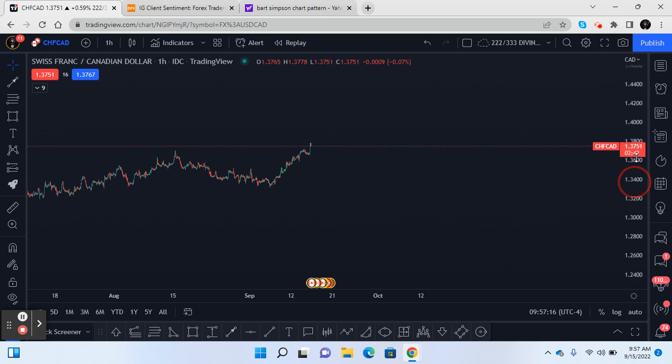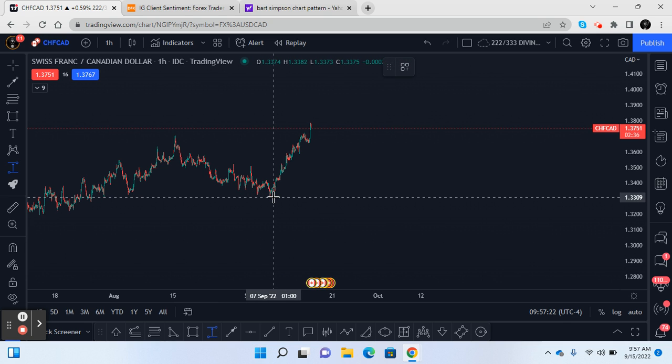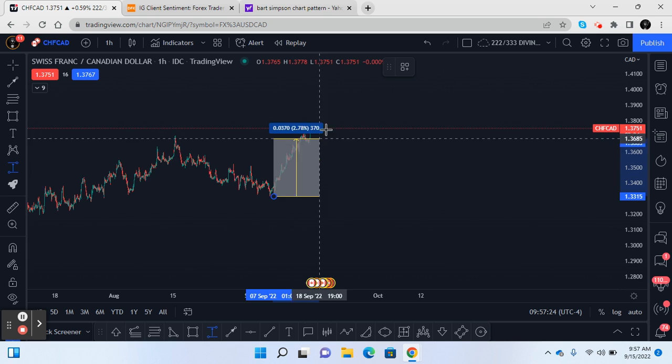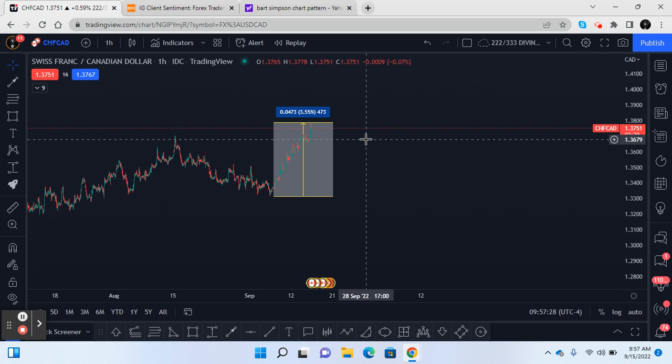Now, remember, the Swiss franc is a what? A safe haven. So we see right now, at least from this point, breaking out of this demand zone all the way up to this point right here, that is over 473 pips, guys. It's a lot of pips. If you play your cards right and you understand these currencies and how they work and understand macroeconomic data, it could be very beneficial for you guys. All right, so that's the Swiss franc, CAD.